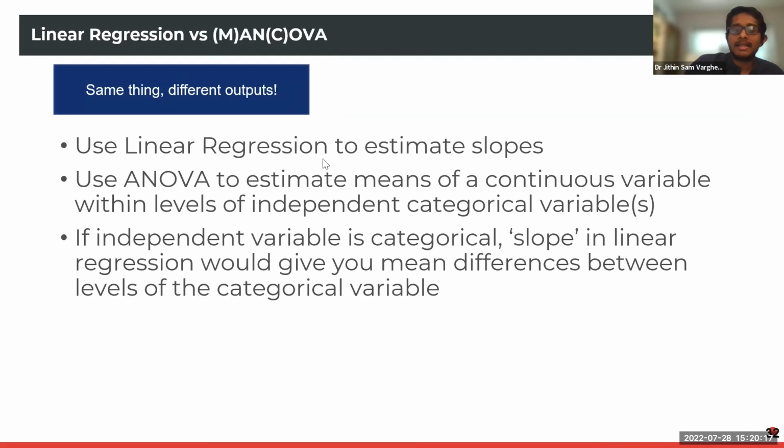So let's use linear regression to estimate slopes and ANOVA to estimate the means of a continuous variable within the levels of independent categorical variables. So if the independent variable is categorical, your slope in your linear regression would give you the mean differences between the levels of the categorical variable. So linear regression, ANOVA, basically the same thing. They both try to estimate the mean difference or the slope, except in linear regression, you can deal with both continuous variables as well as categorical variables as independent variables.